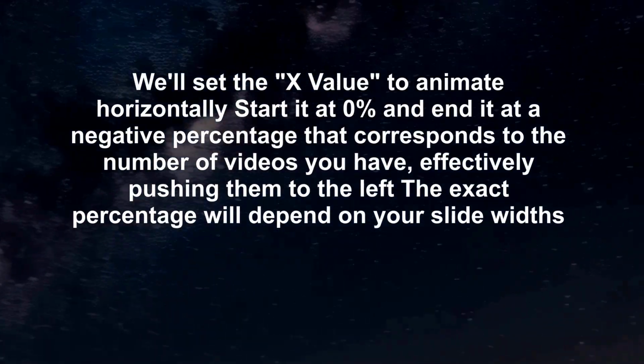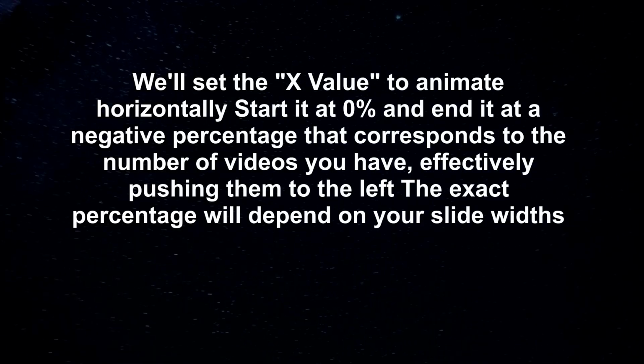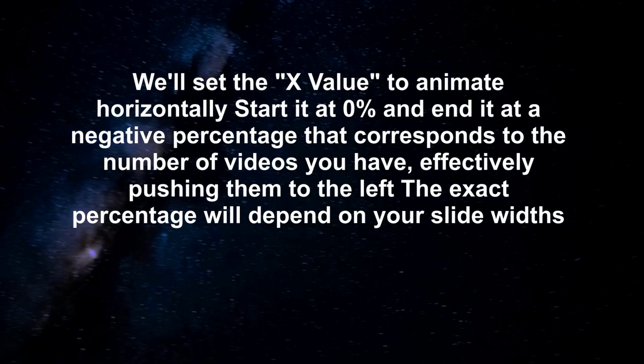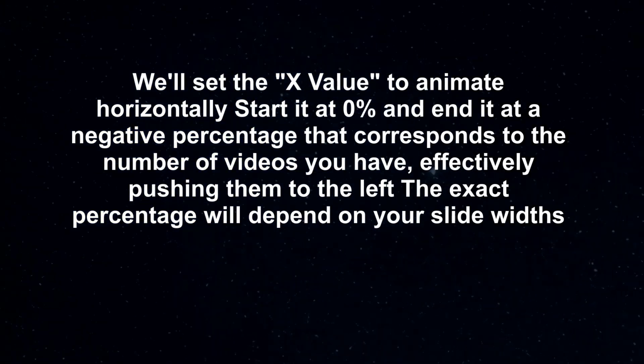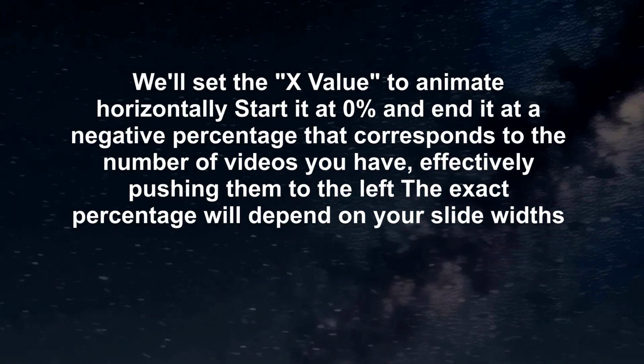We'll set the X value to animate horizontally, start at 0% and end at a negative percentage that corresponds to the number of videos you have, effectively pushing them to the left. The exact percentage will depend on your slide widths.